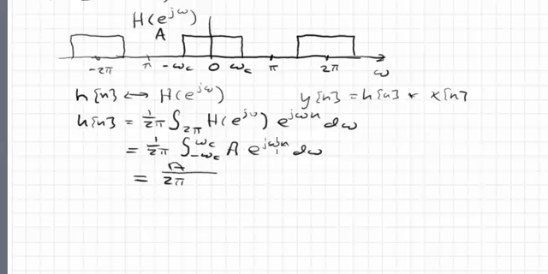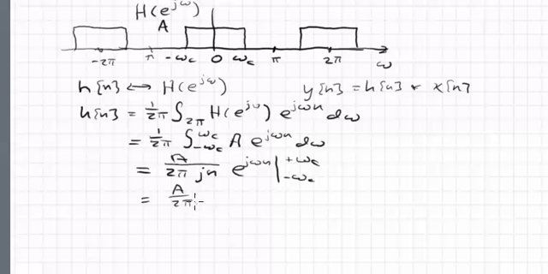And when we integrate it, we get jn coming into the denominator, e to the j omega n, and we evaluate it from minus omega c to plus omega c. Okay, so let's just write that out. We got a over 2 pi j, j n, e to the j omega c minus e to the minus j omega c.